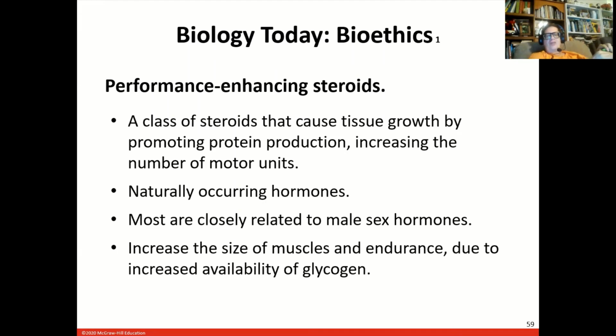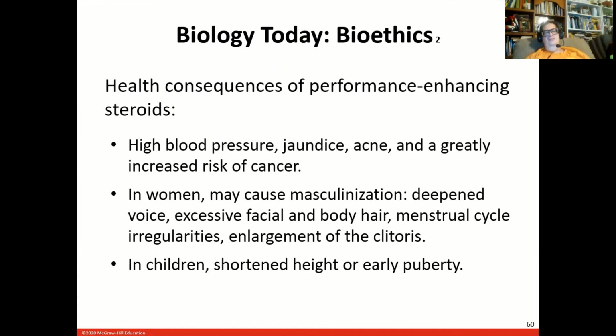All right, so this can increase the size of muscles. It can give them more endurance. You can store more glycogen for energy in them. But high blood pressure, acne, and cancer. And in women, if you're taking a bunch of those male hormones, your voice gets deeper, you develop more body hair, you have changes in your genitalia, your menstrual cycle changes. In children, it can cause early puberty. It's not good stuff to mess with.